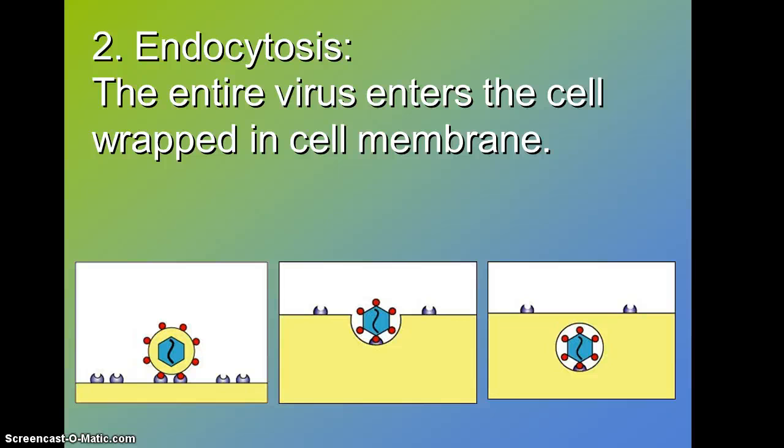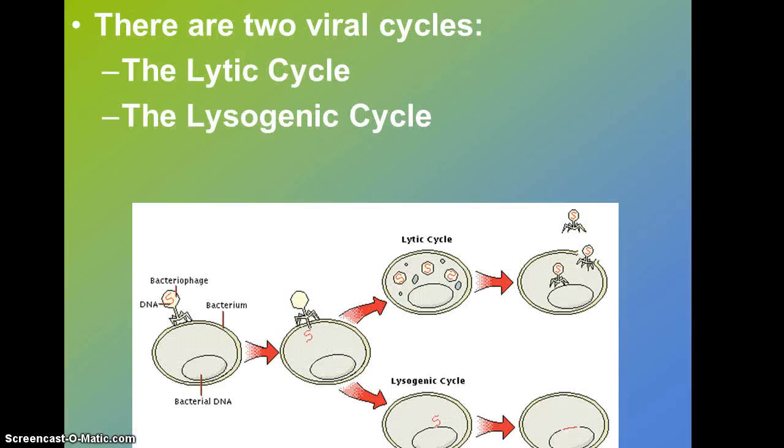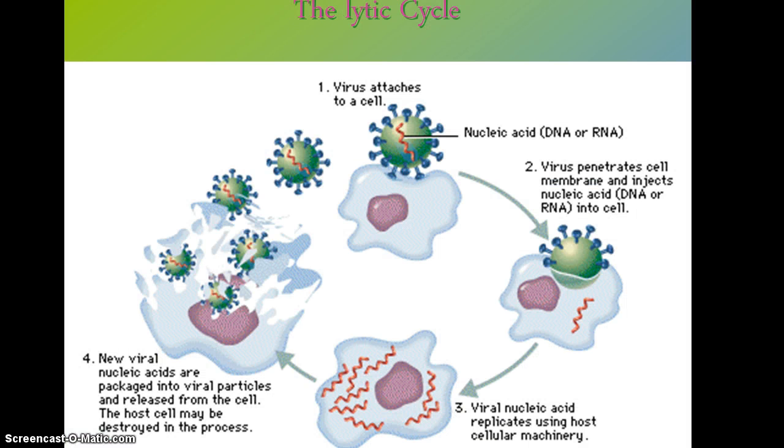Once the DNA is in the cell, depending on what type of virus it is, it's going to depend on what's going to happen. There are 2 viral cycles, the lytic cycle and the lysogenic cycle. With the lytic cycle, the virus attaches to the cell.